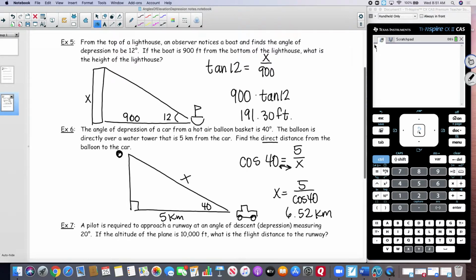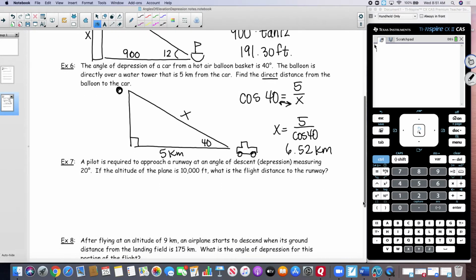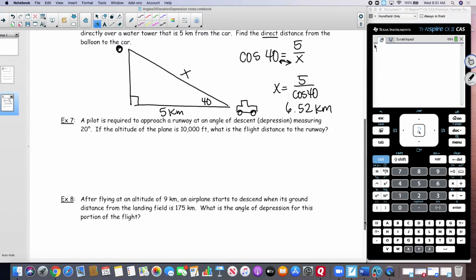Now, the next two are going to be about an airplane, and I want to talk about the difference between flight distance and ground distance. So on number 7, it says a pilot is required to approach a runway at an angle of descent. Angle of descent is the same thing as angle of depression, measuring 20 degrees. If the altitude of the plane is 10,000 feet, what is the flight distance to the runway?